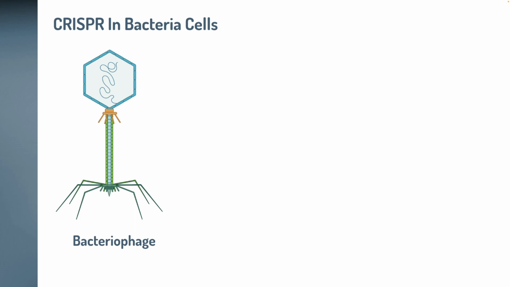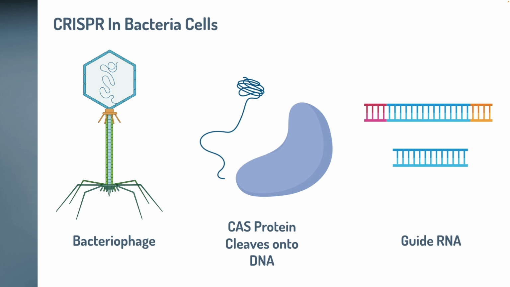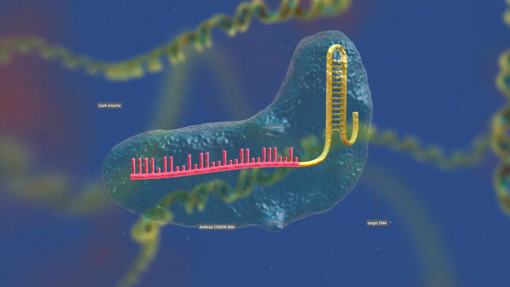The Cas protein prevents bacterial cell infection by cleaving bacteriophage DNA. The DNA is then placed into interspace regions, where it can later be transcribed into RNA to guide the Cas9 nuclease to the invading bacteriophage DNA. This RNA is referred to as guide RNA, or gRNA for short.